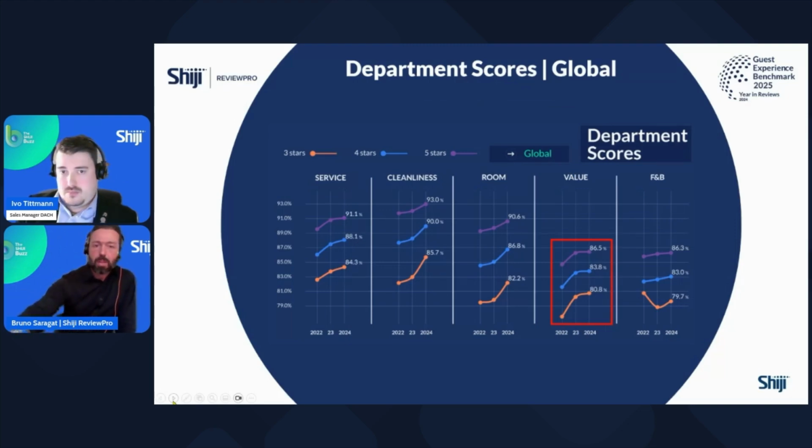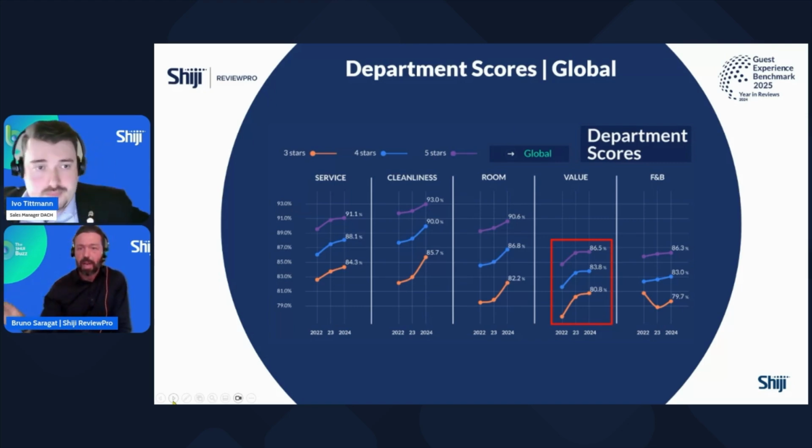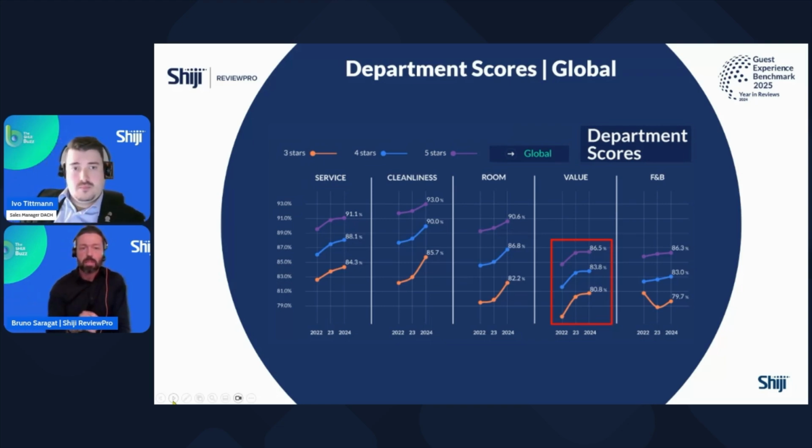We have seen the same positive trend across the different departments' scores. For the first time in the Guest Experience Benchmark report, we are able to have longitudinal data, to show the evolution of the most important department scores. And here you can clearly see that, except for value, all the other indexes, service, cleanliness, room, and to a lesser degree food and beverage, kept growing in 2024 compared to 2023 and 2022.